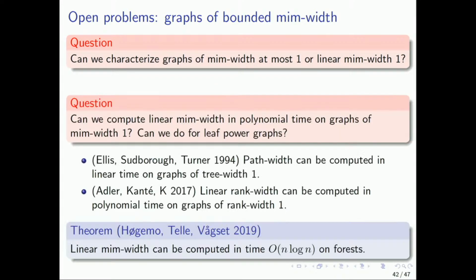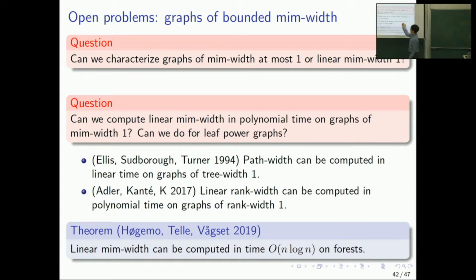Also an interesting question: can you compute the linear Mim-width on some graph classes of bounded width? This kind of problem is natural because, like, pathwidth can be computed in linear time on graphs of treewidth 1, and Adler et al. proved that linear rank-width can be computed in polynomial time on graphs of bounded rank-width. But we don't know about Mim-width one, so it doesn't make sense. Maybe we can do it for leaf power graphs, or powers of forests. Can you compute the linear Mim-width there?